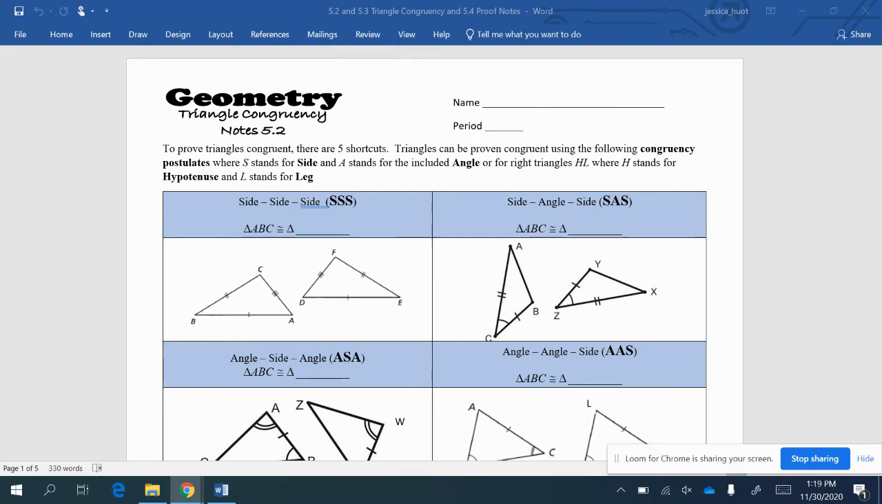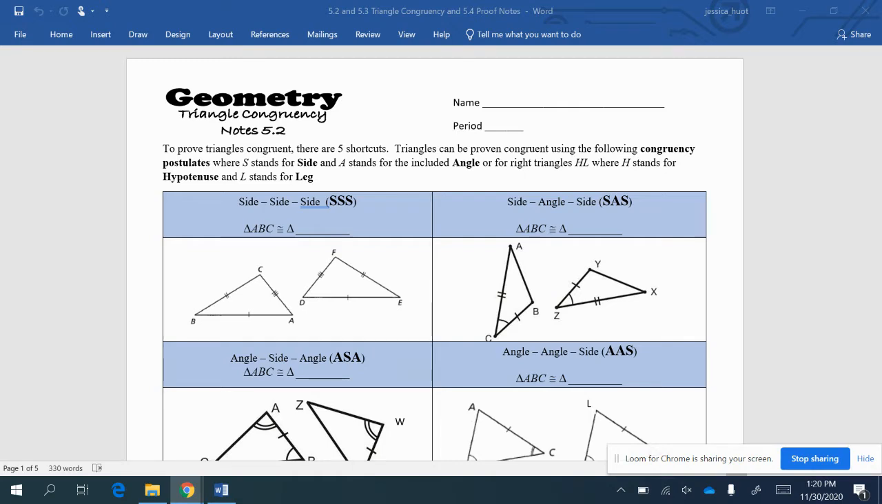Congruency. So we learned in 5.1, in order to prove two triangles congruent, all three sides need to be congruent to three sides in the other triangle, and then all three angles need to be congruent to three angles in another triangle. There are shortcuts to that. So to prove triangles congruent, there are 5 shortcuts.